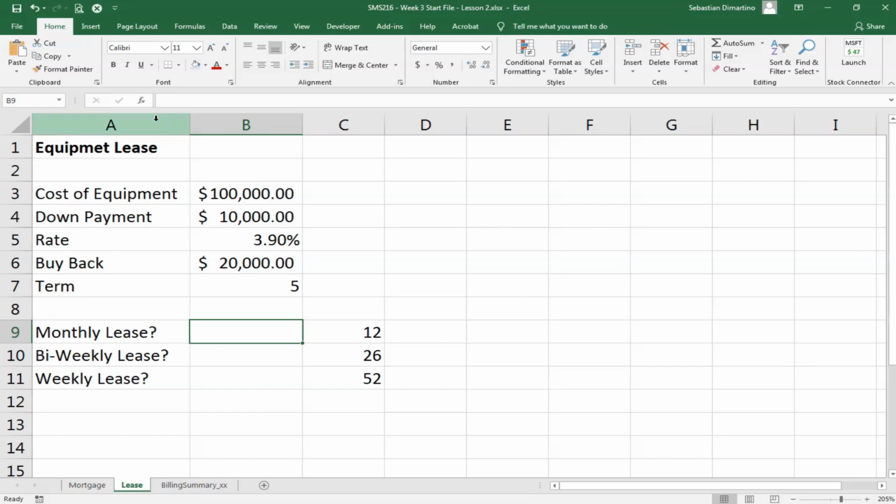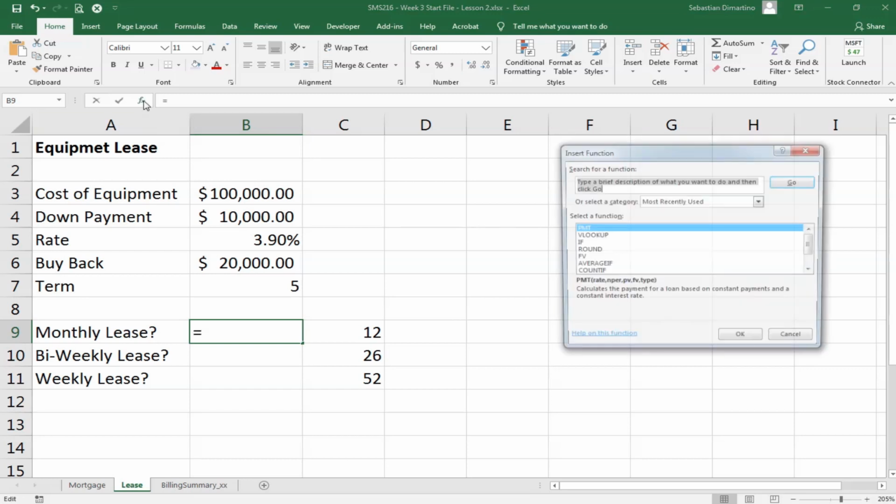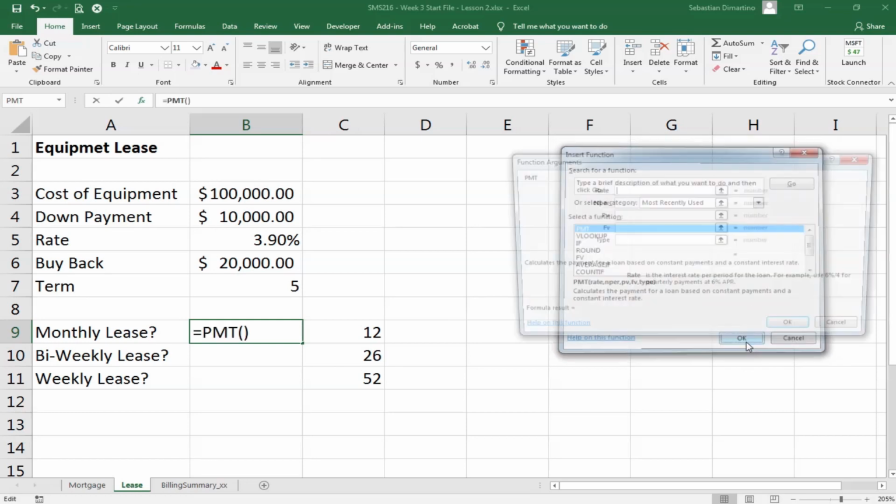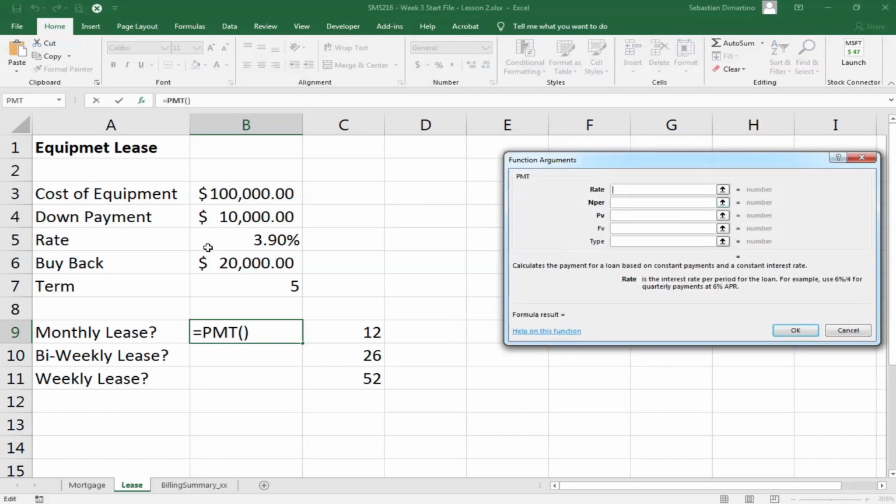Once I have it selected, I'm going to click FX. Payment is still my option. I'm going to click OK. Now, you know from before, we need to do our rate. So our rate is 3.9%, and we're going to divide it by the frequency, which is 12. Then we're going to look at our period, our term. Our term in this case is 5 years. So we're going to click on B7, and we're going to multiply by 12.